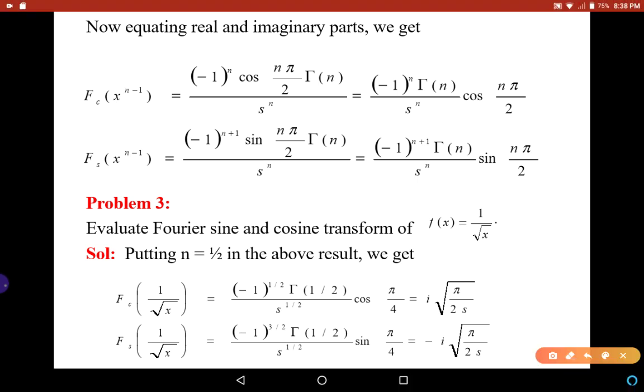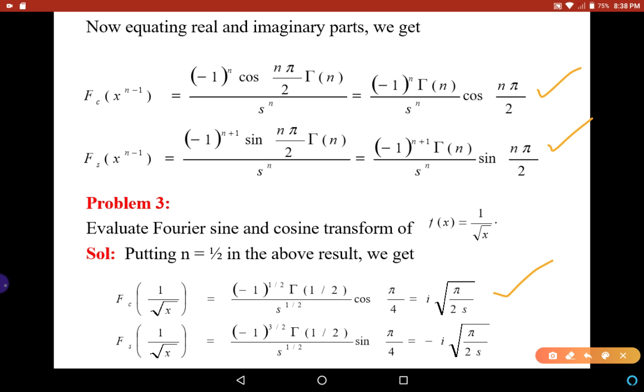Then by these two equations, we get Fc of 1 by root x is equal to, take n is equal to 1 by 2 everywhere, (minus 1) whole power 1 by 2 gamma of 1 by 2 by s power 1 by 2 into cos of n is 1 by 2, therefore cos pi by 4, and (minus 1) whole power 1 by 2 is i, gamma of 1 by 2 is root pi, cos pi by 4 is 1 by root 2. So substituting all the values, we get it as i times square root of pi by 2s.